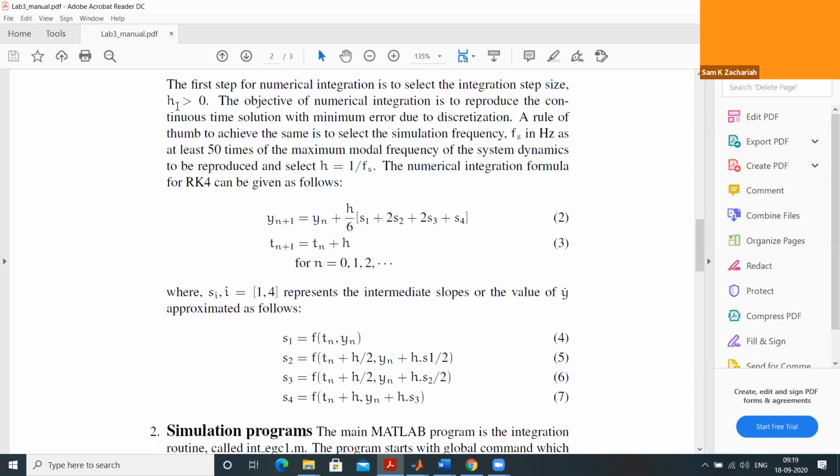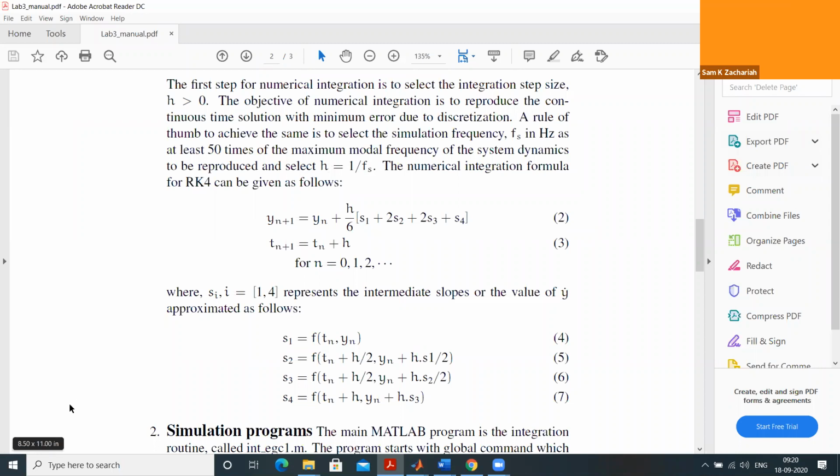Here, the simulation interval is called h, small h. The objective of numerical integration is to reproduce the continuous time solution with minimum error due to discretization. A rule of thumb to achieve this is to select the simulation frequency f_s in hertz as at least 50 times the maximum model frequency of the system dynamics to be reproduced, and the interval h is equal to 1 by f_s.